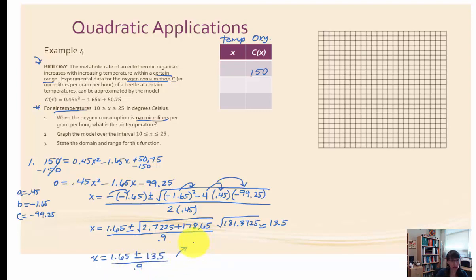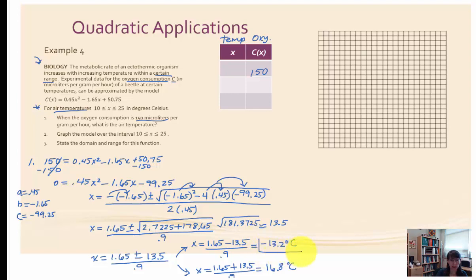One of those equations then would be x equals 1.65 minus 13.5 divided by 0.9, and the other equation would be x equals 1.65 plus 13.5 divided by 0.9. So we're going to get two decimal values for these equations. When we use subtraction, we'll have negative 13.2 degrees C. When we use the addition, we'll have 16.8 degrees C, because remember, x is our temperature in degrees Celsius.